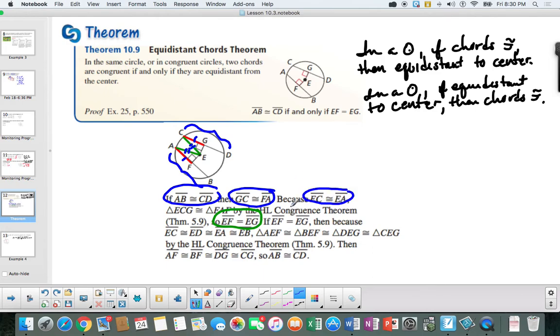So the triangles are congruent by HL. Once the triangles are congruent, then I know these pieces, this distance E to F and this distance E to G, are also congruent by CPCTC. Now the rest right here is just the converse. So after this sentence right here, then it proves the other direction.